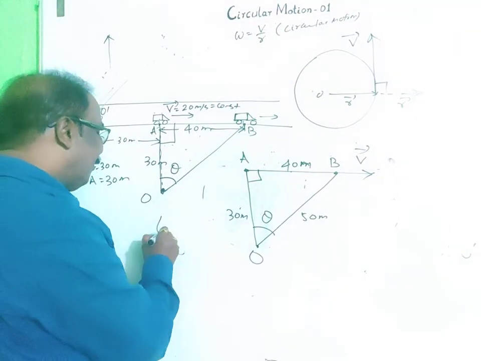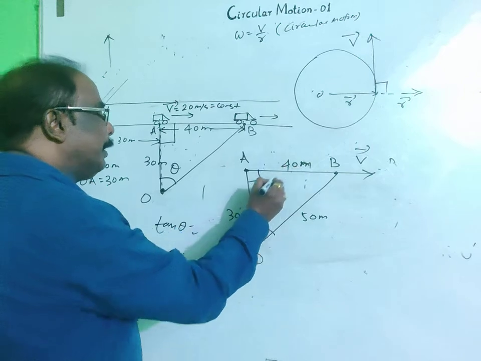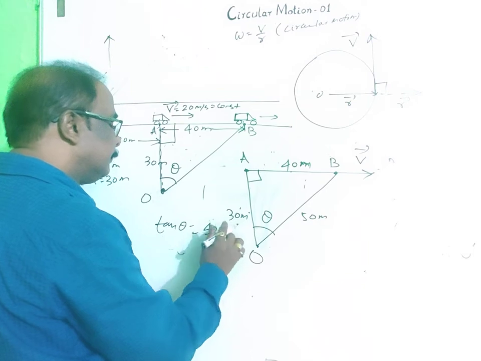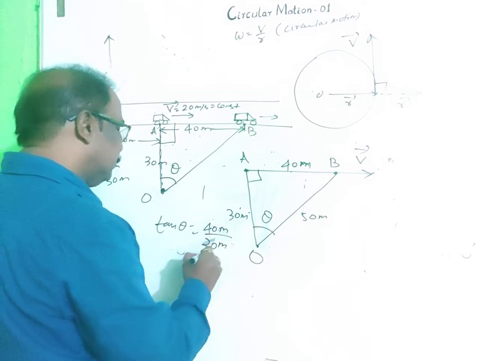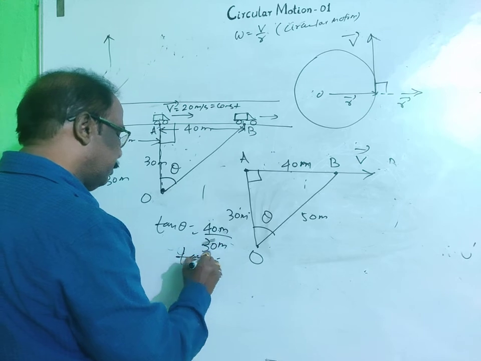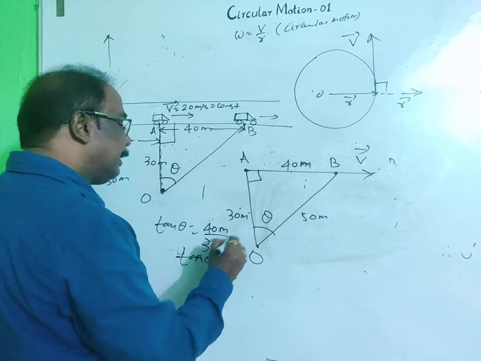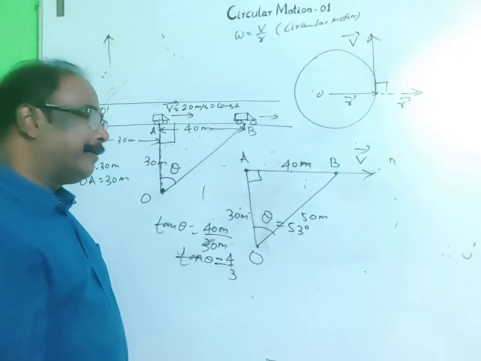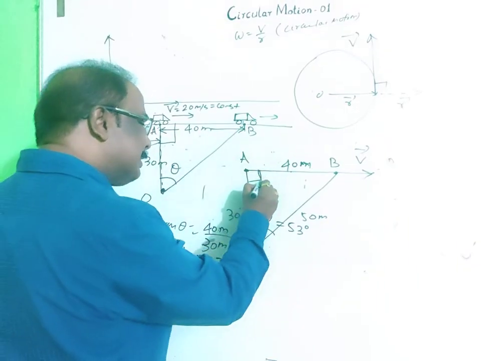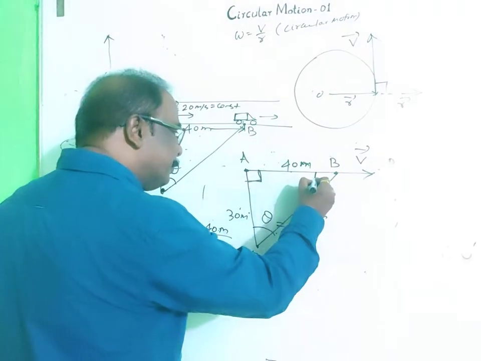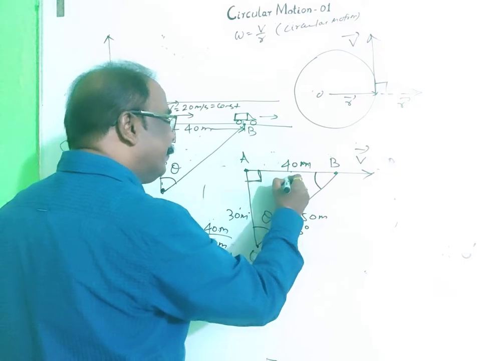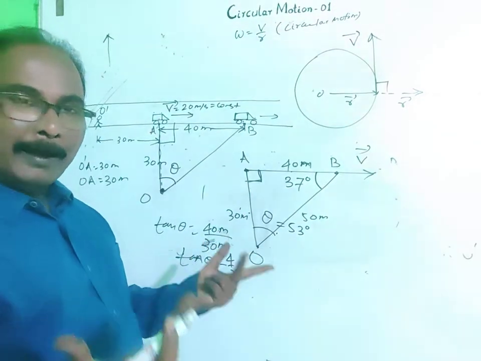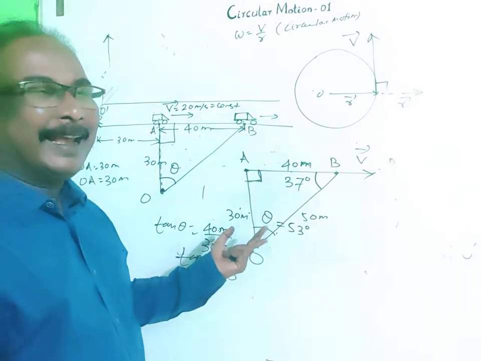Then what is the value of theta? Then tan theta is equal to perpendicular upon base, 40 meter divided by 30 meter. That equals tan theta is equal to 4 by 3. If tan theta is 4 by 3, then you know theta is equal to 53 degree. See, this angle is 90, this angle is 53. So this angle will be no doubt 37 degree, because 53 plus 37 is 90. 90 plus 90, the total angle is 180.